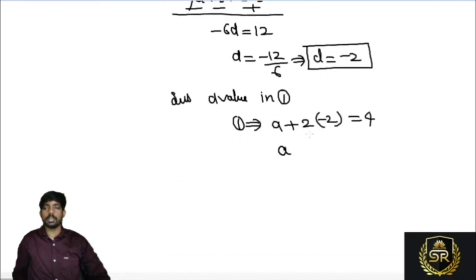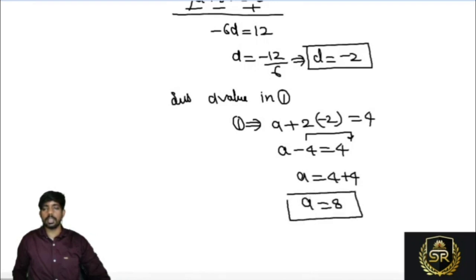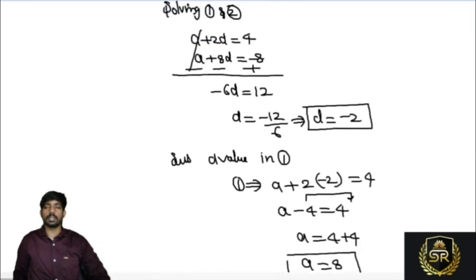So here A, 2 times minus 2 is minus 4, is equal to 4. Minus 4 bring it to the right hand side. So 4 plus 4 is equal to A. A is equal to 4 plus 4, which is 8. Therefore A is equal to 8 is the first term, and the common difference is minus 2.